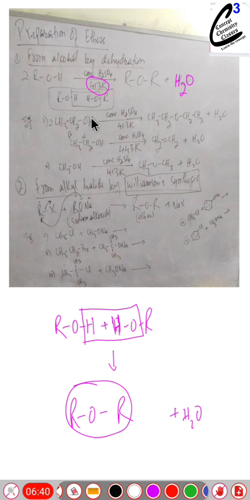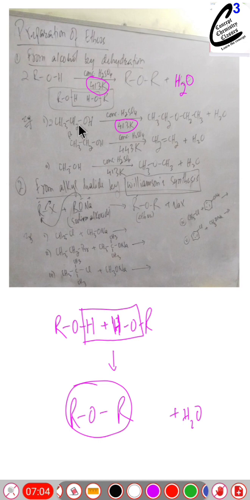Okay, I am giving two examples here. CH3CH2OH, this is our ethanol, when this is reacted with concentrated H2SO4 at 413 Kelvin, then ethoxyethane is formed. This is called ethoxyethane. In common name, this is called diethyl ether. Okay, so ethoxyethane is formed. Temperature, remember, temperature has to be 413 Kelvin.